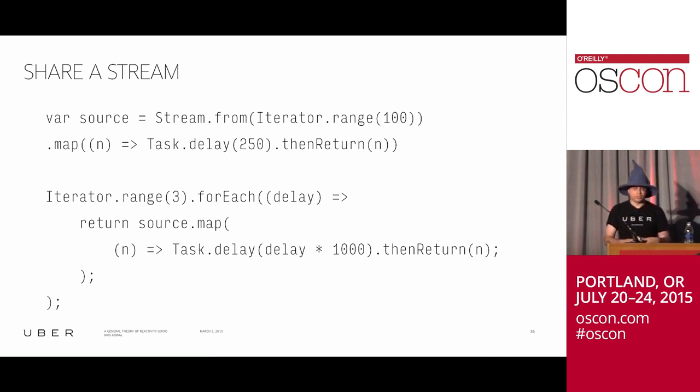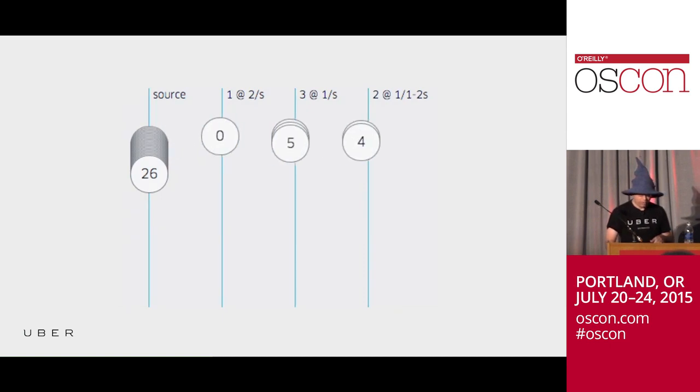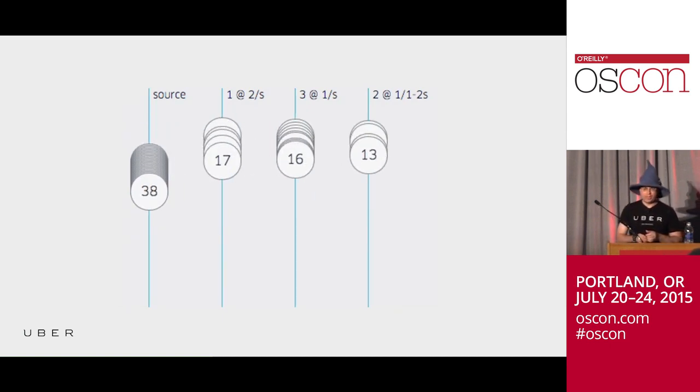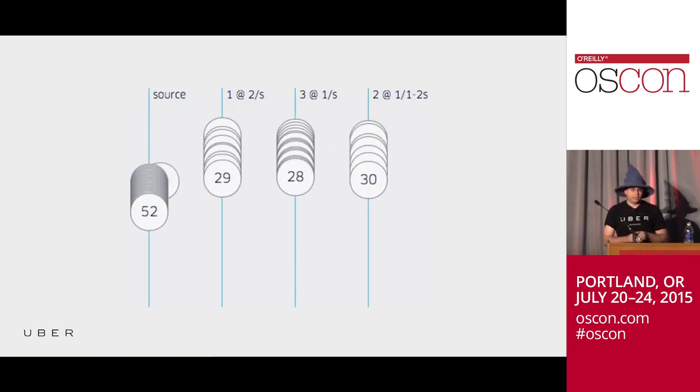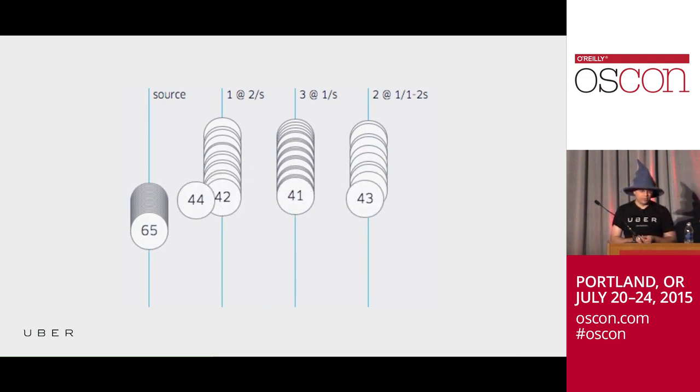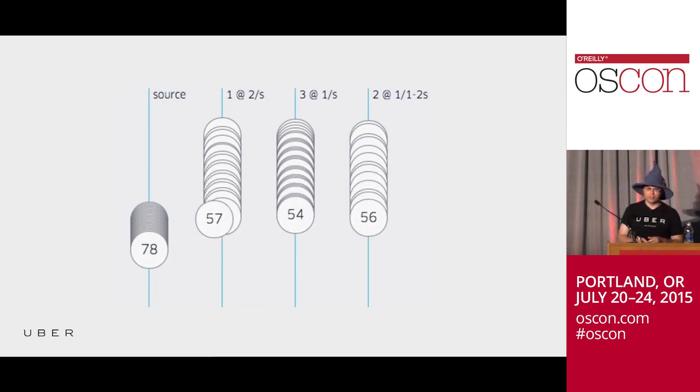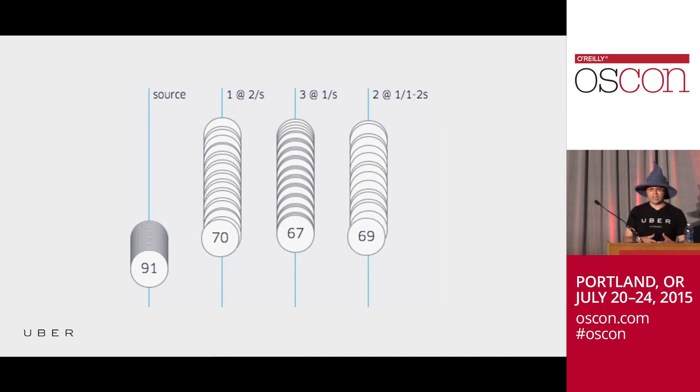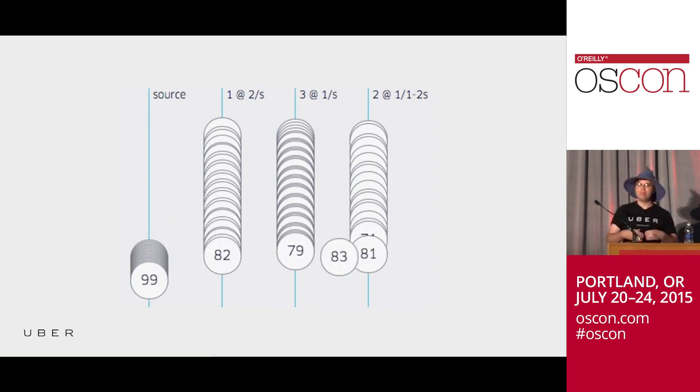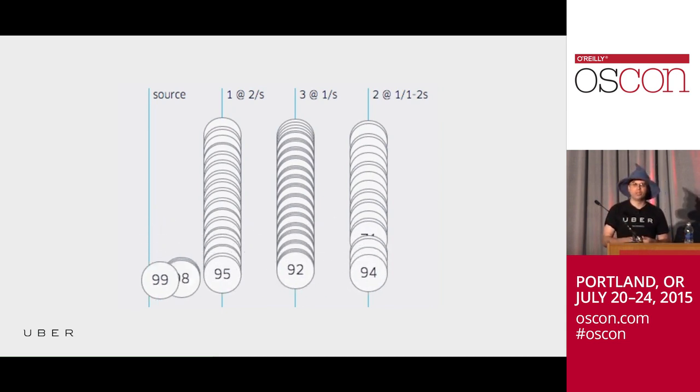And then what we're going to do is take this source iteration and then break it up in parallel. We're going to map through it with three different consumers. And what happens when you do this is you'll note that the progress of the source stream proceeds much more quickly because it's distributing the tasks evenly among the consumers based on the rate at which they are able to consume.